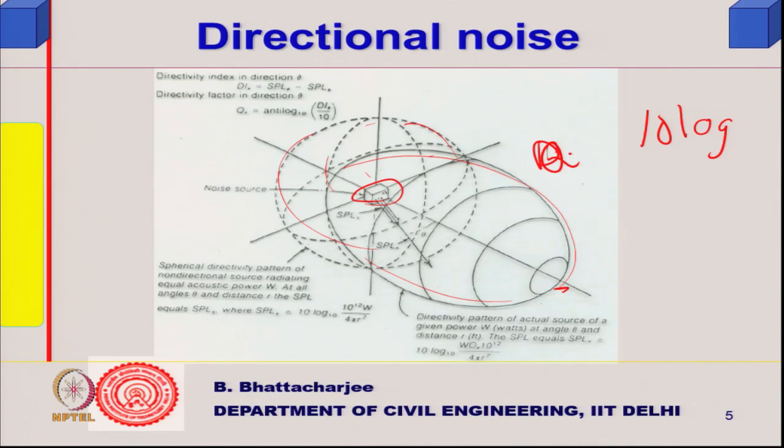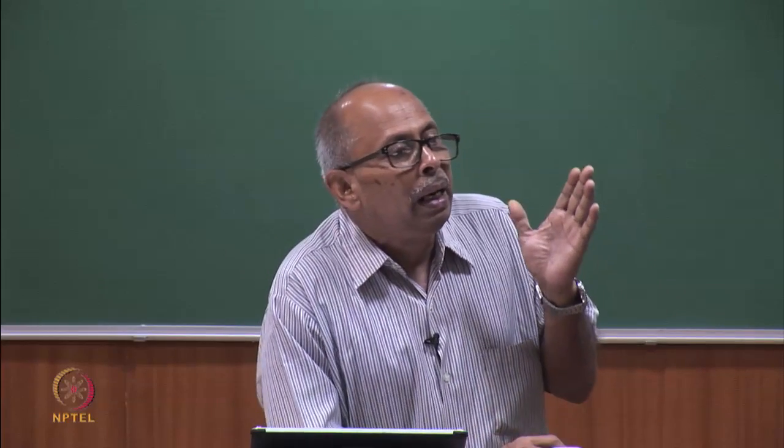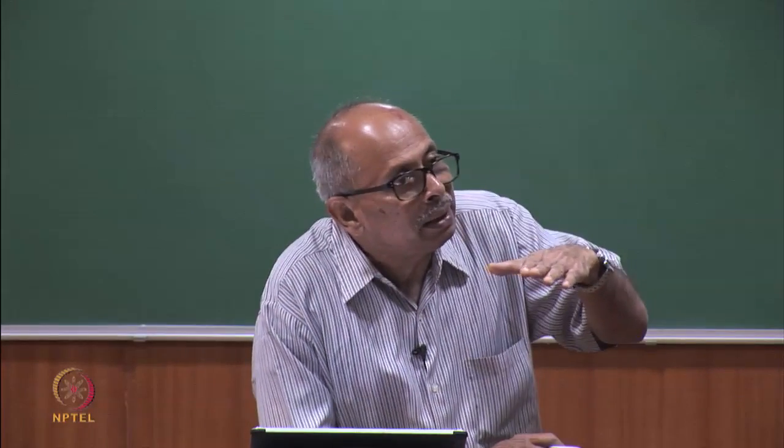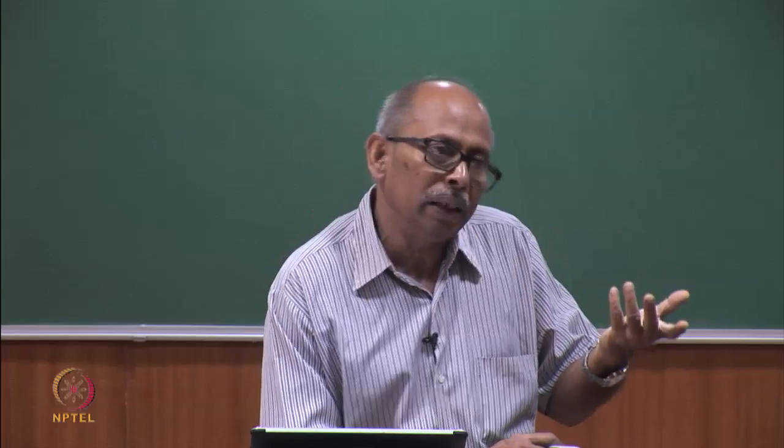10 log Q is equal to SPL theta minus SPL 0. So Q would be written as this difference divided by 10, and antilog of that, so I can find out Q. Q is nothing but the difference in the levels along that direction and that which would have been there if it was going equally in all directions, divided by 10, antilog of that, that will give you Q.